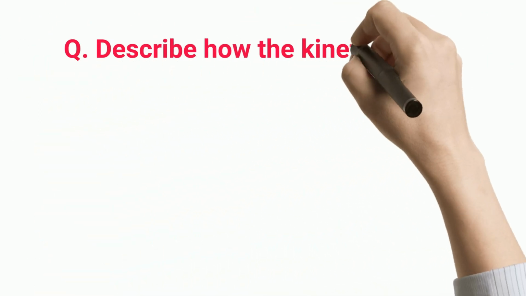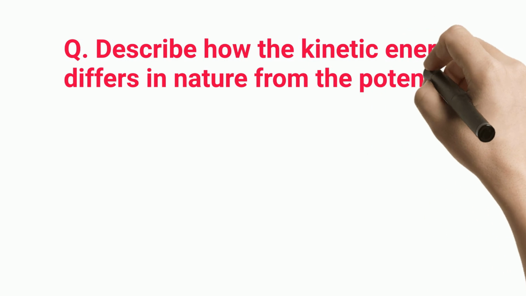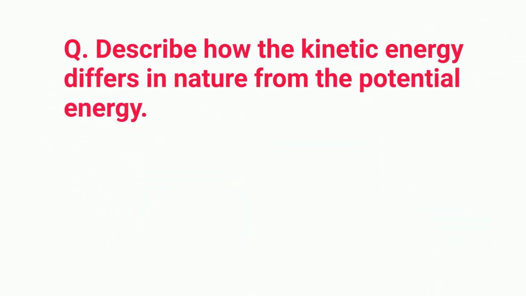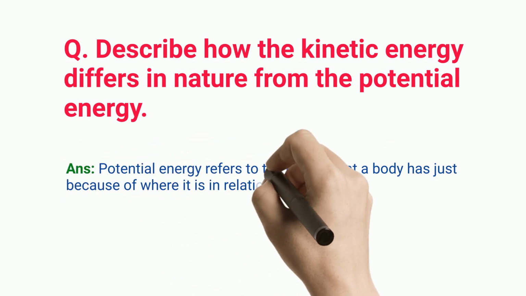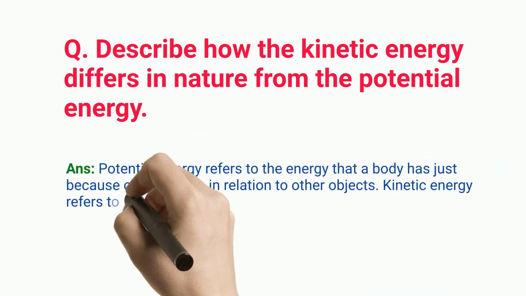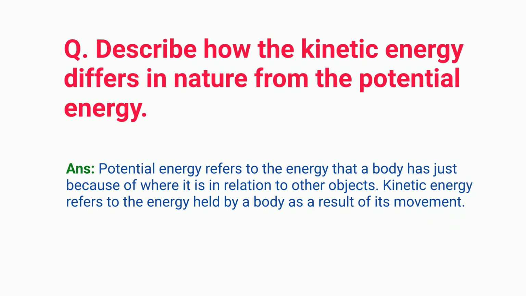Q. Describe how the kinetic energy differs in nature from the potential energy. ANS. Potential energy refers to the energy that a body has just because of where it is in relation to other objects. Kinetic energy refers to the energy held by a body as a result of its movement.